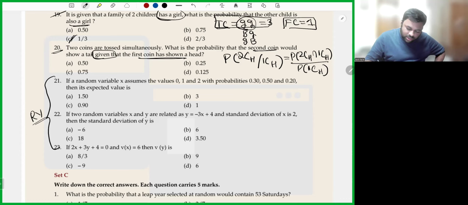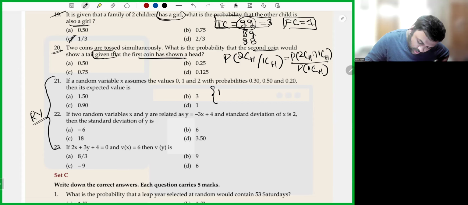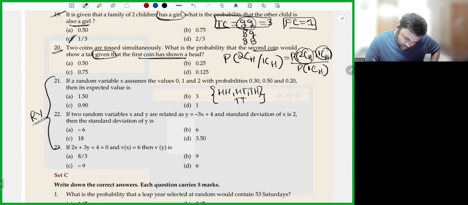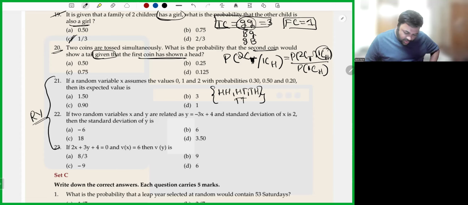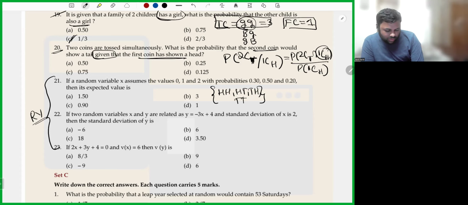Let's see, 2 coins are tossed. If 2 coins are tossed, what are the outcomes? Head, head, head, tail, tail head, tail tail. So second coin should show tail, sir, not head. Tail. Two coins are tossed simultaneously. What's the probability that the second coin would show a tail given that first coin has shown a head?